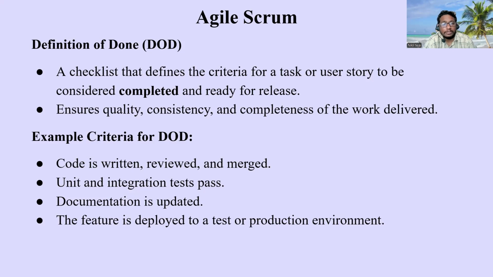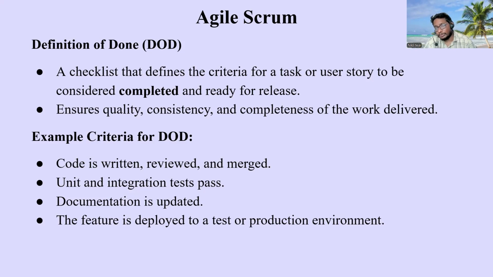So let's see the definition. A checklist. A checklist is nothing but a list of criteria. A checklist that defines the criteria for a task or user story to be considered completed and ready for release. As I said before, with DOD, a user story is ready for release. It ensures quality, consistency, and completeness of the work delivered. Example criteria for DOD: code is written, reviewed, and merged.